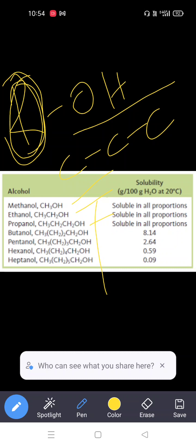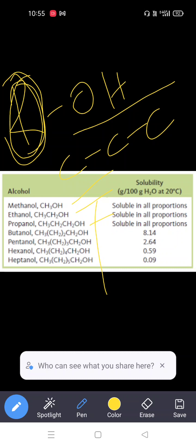So here the carbon chain increases, the polarity decreases, and the non-polarity increases. So finally, the compound is insoluble in water. Here we can observe methanol with only one carbon, ethanol two carbons, propanol three carbons, and butanol four carbons. So as the carbon chain increases, the polarity decreases.